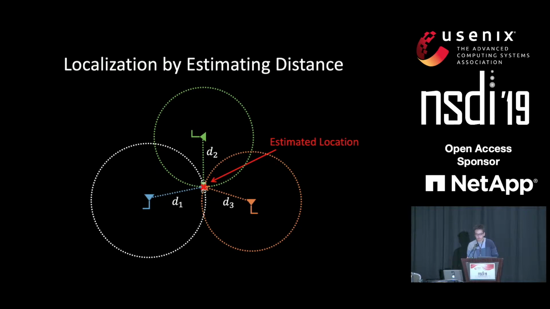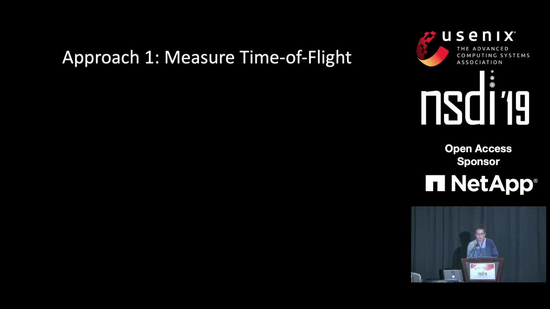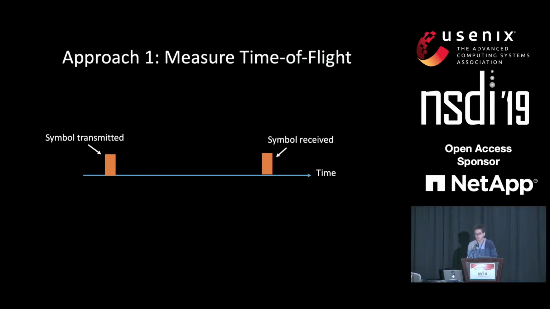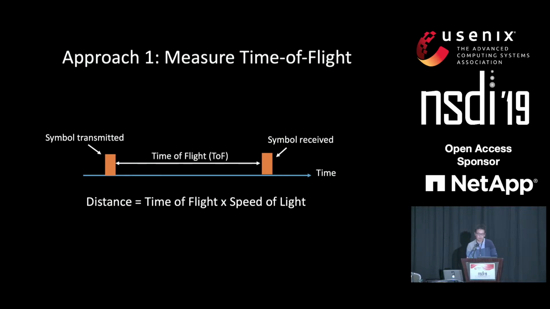In general, there are two ways of estimating distance. The first way is by measuring the time of flight. The way it works is like this. You transmit a symbol at a certain time t, and then the signal propagates in the air, is reflected by the RFID, and gets back to the receiver at some time t plus delta t. What we want to do is use the signal we receive to estimate delta t, the time difference, or the time of flight of this trip. Then, because we know the speed of the signal, we can simply map it to distance: distance equals time of flight multiplied by the speed of light.